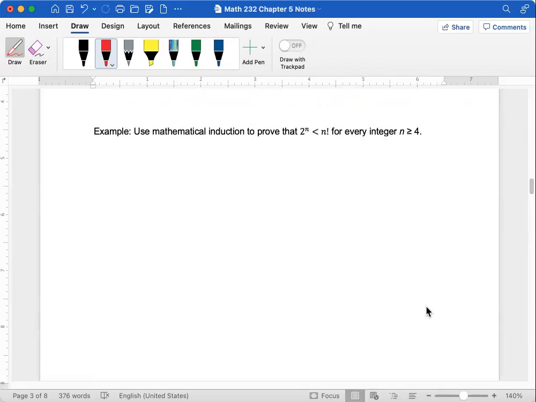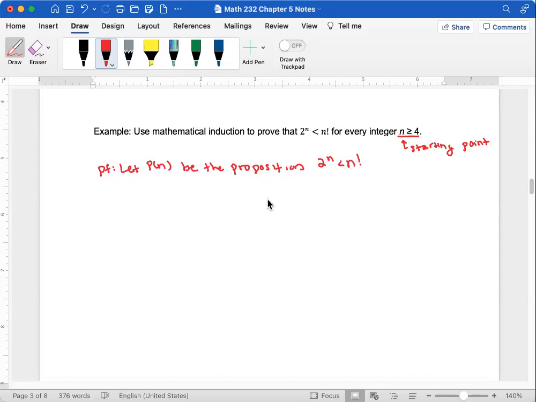Let's do 2 to the n is less than n factorial whenever we're looking at numbers bigger than or equal to 4. So 4 is the starting point on this one. On all of the last ones, our starting point was 1. But on this one, our starting point is 4. So when we do our basis step, we're going to look at 4. Okay, so I'm going to create a P of n again. So let's let P of n be the proposition that 2 to the n is less than n factorial.